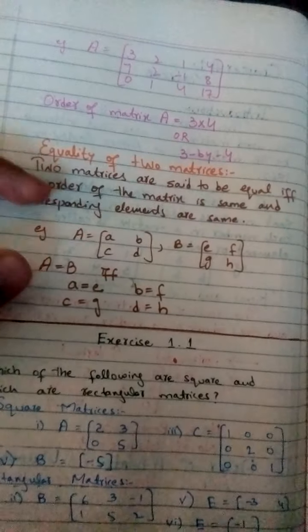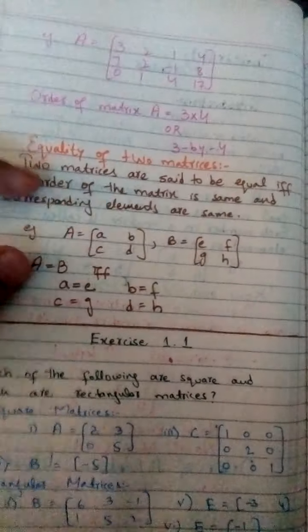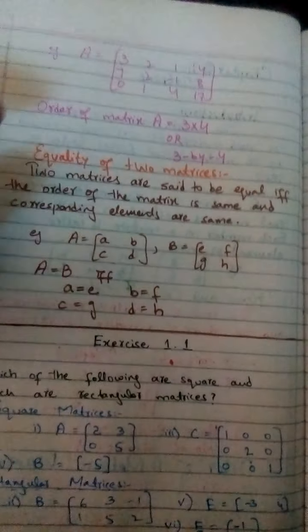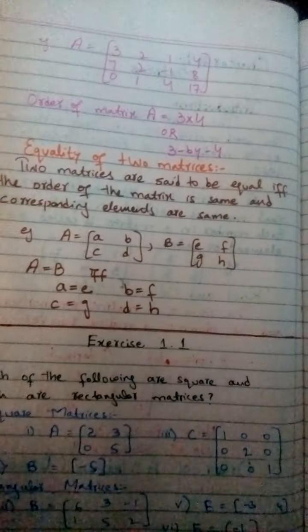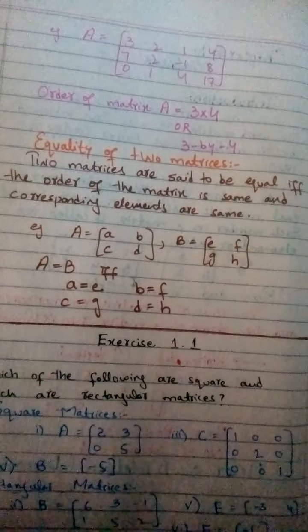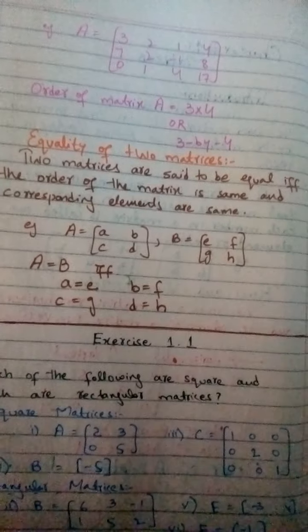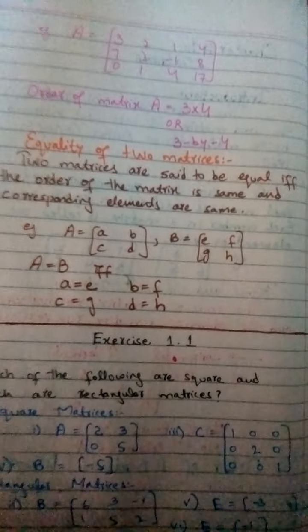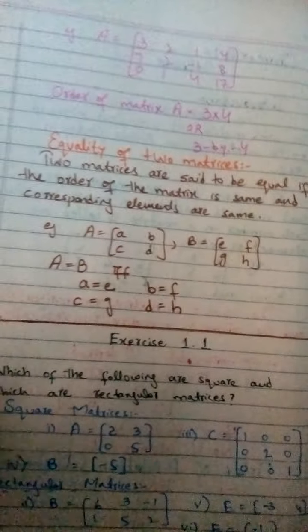If you see here, the order of these two matrices is the same and also the corresponding elements are the same, then these two matrices A and B are equal. If these corresponding elements are not the same, then you will not say that these matrices are equal. The order is the same but the corresponding elements are not the same.